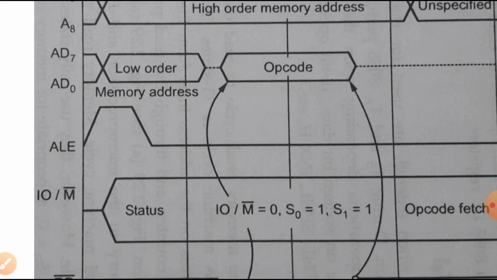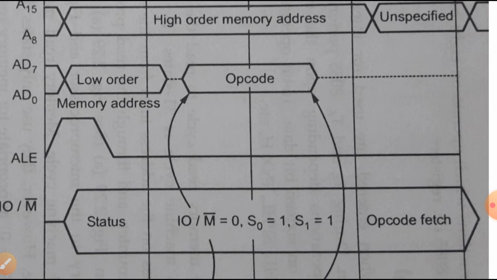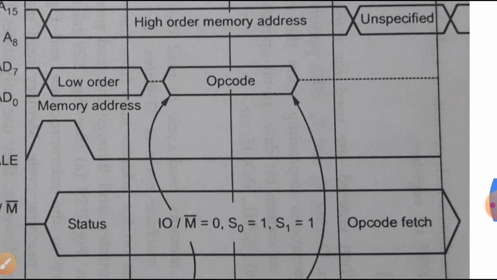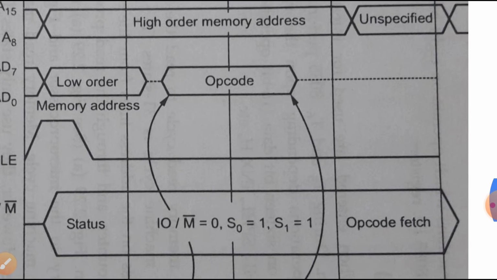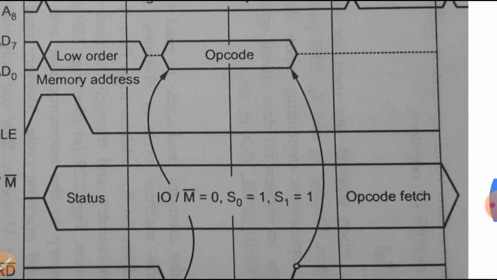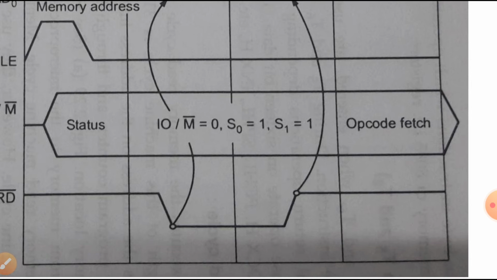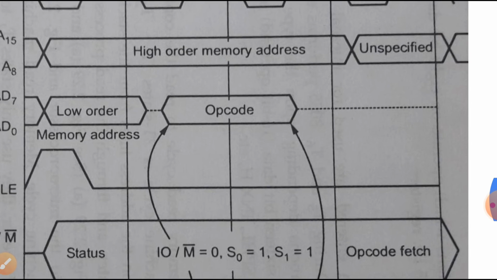What happens in T3? During T3, the 8085 loads the data from the data bus into the instruction register and raises the read signal high, which disables the memory device. Now this read signal is activated in T2 and deactivated in T3, and whatever is the content of the addressed memory location is placed in T3.